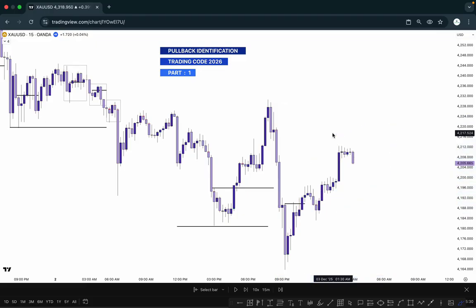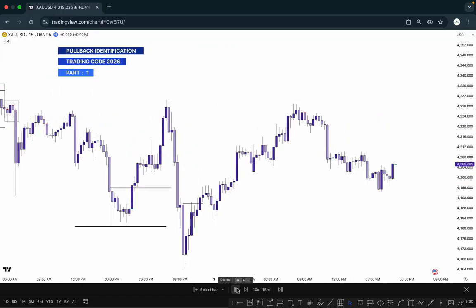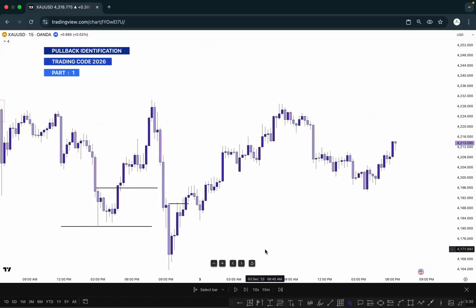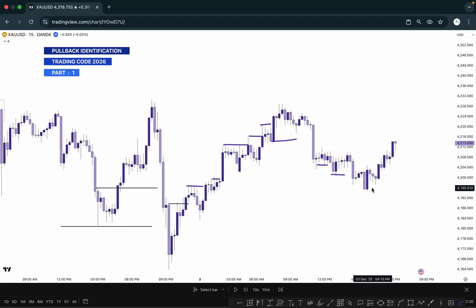I hope you understand what a pullback is and how we can identify it in a bullish market and in a bearish market, and the process of identifying a pullback as the market tries to go higher and lower. This process continues in bullish and bearish markets everywhere. Breaking high after high, these are all bullish pullbacks. Later, the market breaks the low, then it can turn bearish and create lower lows. So these are all confirmed valid pullbacks.